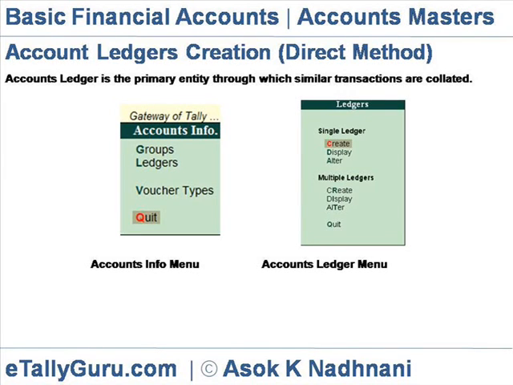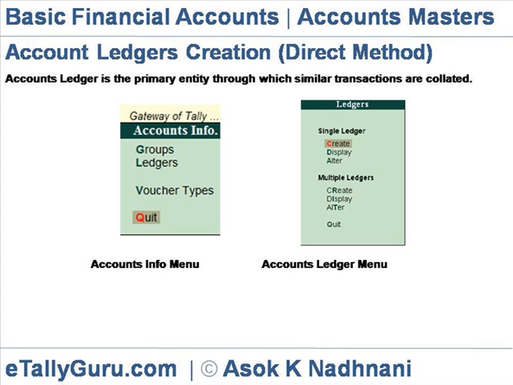Account ledger's creation, direct method. Accounts ledger is the primary entity through which similar transactions are collated. Ledger accounts show all the individual transactions of similar nature and the total and balance of the ledger account.